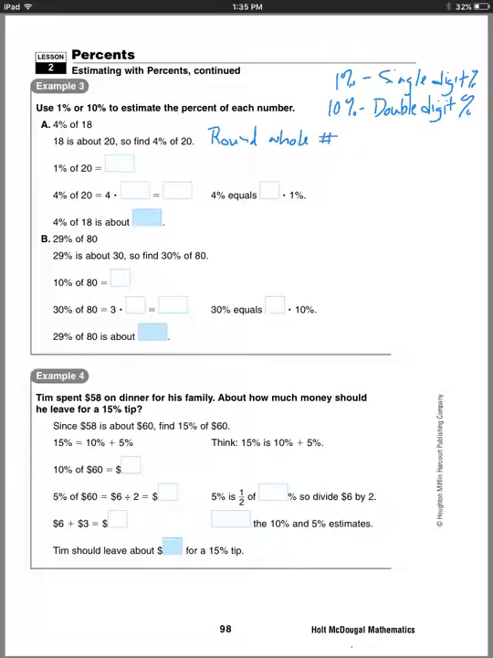So we are going to find 1% of 20 because we said we were going to use 1% for single digits. So 1% of 20 is 0.2. Now, you can do that by the following. 1% equals 0.01 when we change it to a decimal. So we can multiply 0.01 by 20, or because it's 1%, we move the decimal 2 places left on the whole number.